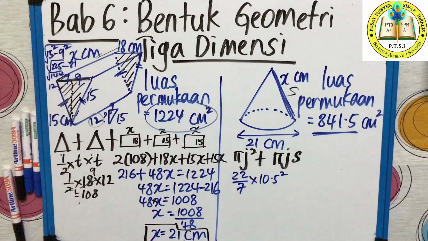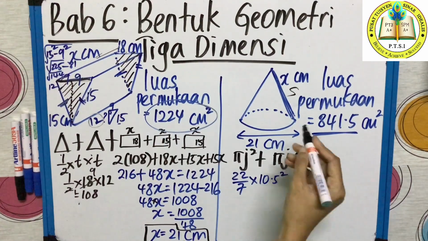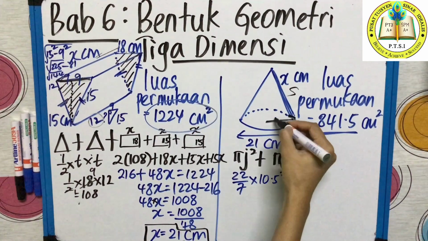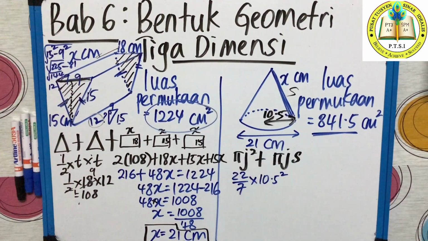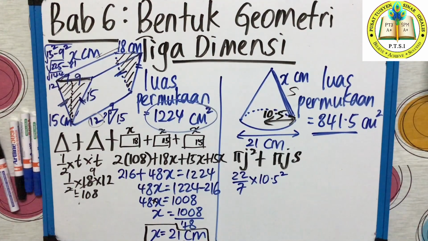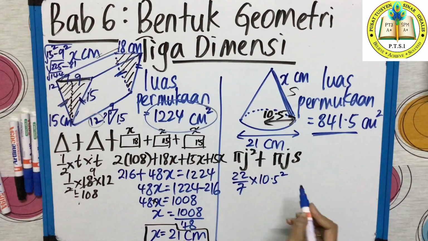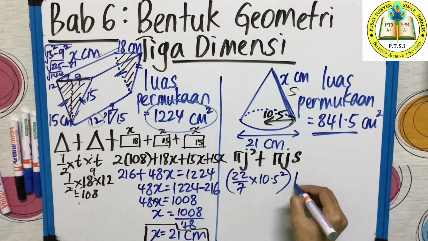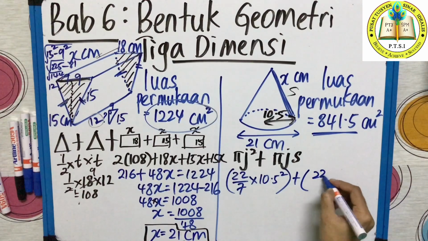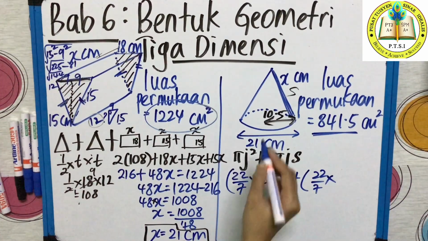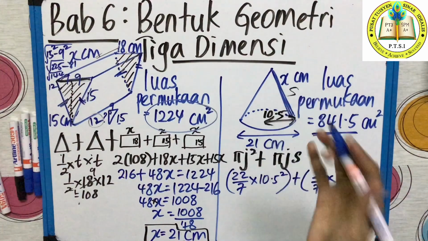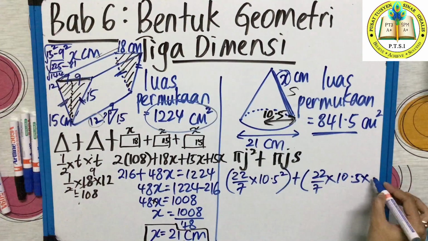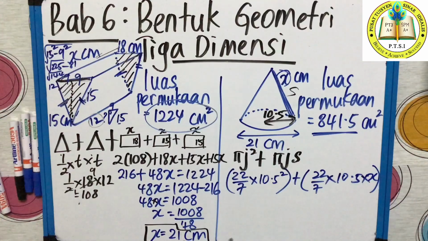Don't get mistaken with 21. 21 is diameter. You want to just get the jejari, the radius. 21 divide by 2, you get 10.5. Jangan terus guna 21. Salah. 21 is diameter. So pi j square, teacher put bracket easier. Plus pi js, 22/7 times jejari. Berapa jejari? 10.5. Darab s, we don't know. So they give you x. Finish. So pi j square plus pi js.